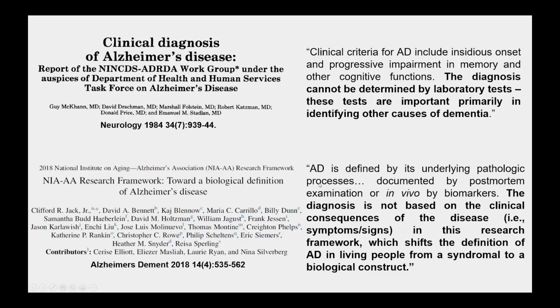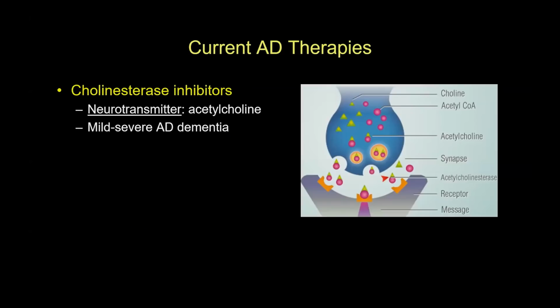In this research framework, the disease is defined entirely biologically by the presence of amyloid and tau, either found at autopsy or in living people with biomarkers. And the diagnosis is not based on the clinical symptoms of the disease. In fact, you can diagnose the presence of Alzheimer's in people who have no memory loss at all. And so this entirely shifts the paradigm to thinking about Alzheimer's disease from a clinical syndrome of dementia to a biological construct defined by plaques and tangles. And this turns out to be incredibly important in developing new drugs.